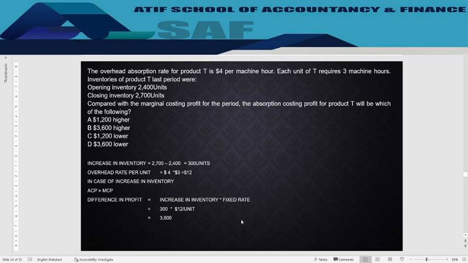In an increase in inventory level, absorption costing profit is always greater than marginal costing profit, and the difference can be calculated by multiplying the fixed rate by the change in inventory level. Here in this question, the increase in inventory is 300 units while the rate is $12 per unit. So the difference of profit is 3600, and the profit would be greater in the absorption costing system when there is an increase in inventory level. Option would be B.